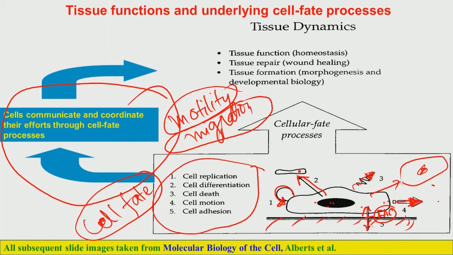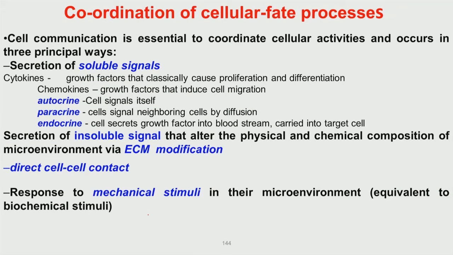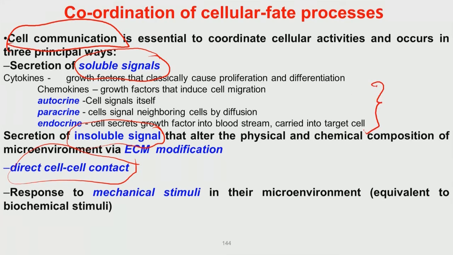Now, all these cell fate processes are essentially the result of a coordinated cell signaling process. So, therefore, one has to also define what is the cell signaling process. Cell signaling is nothing but a part of cell communication, and cell communication is essential to coordinate all the cellular activities, and it occurs in three principal ways. One is the soluble signal, second is the insoluble signal, third is direct cell to cell contact. I will explain to you one by one, but first you see what soluble signals are.